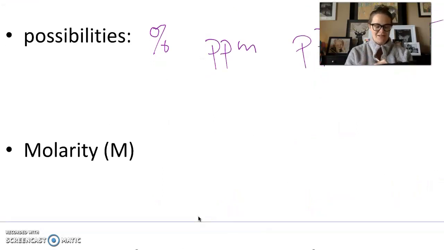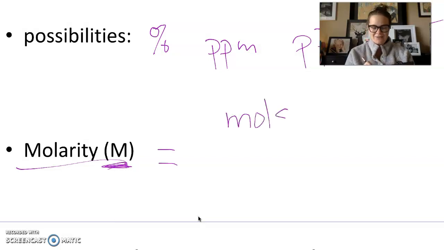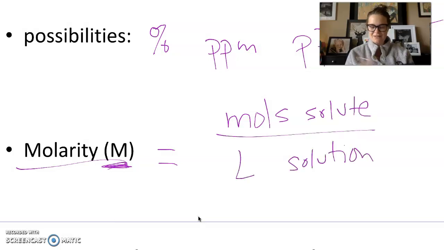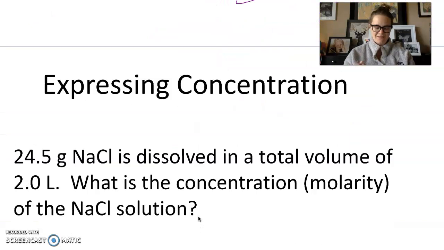But here in science, we like things to be a little bit more precise than that. And so we use a unit called molarity. Because what does that involve? You guessed it, moles. The unit that we use to represent it is a capital M. To calculate it, we take the moles of solute and put it over the liters of the whole solution. So moles over volume, and it has to be liters specifically. So we'll watch out for that as we try a couple.